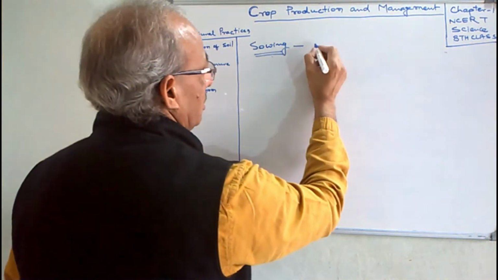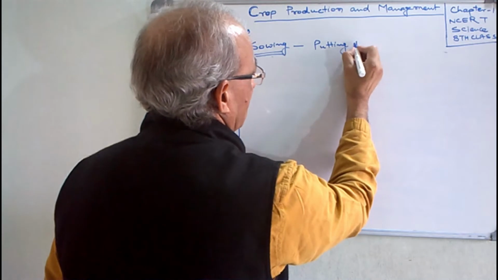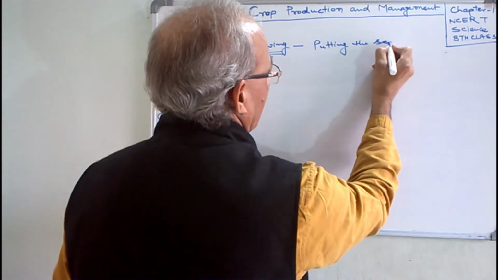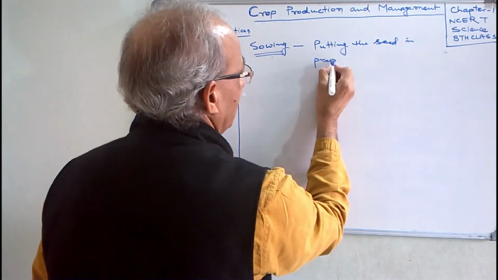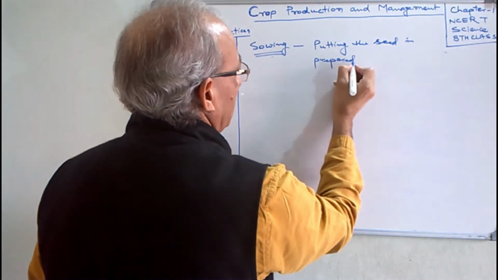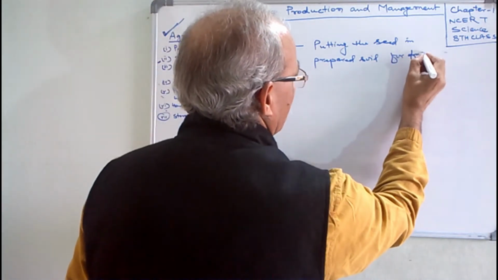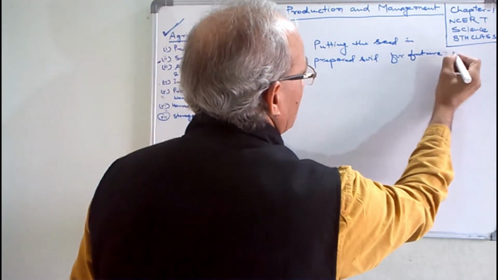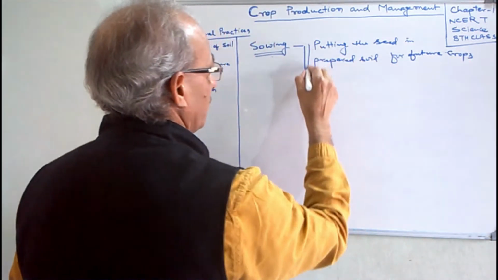Sowing is putting the seeds in prepared soil for future crops. This is the definition of sowing.